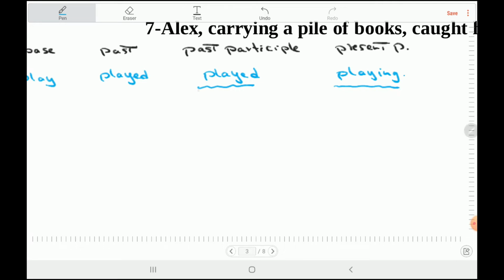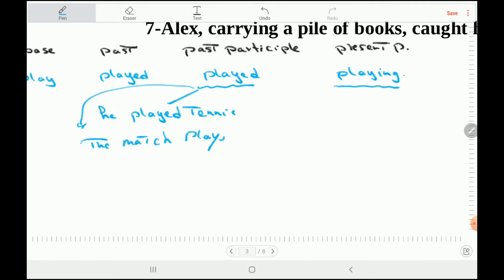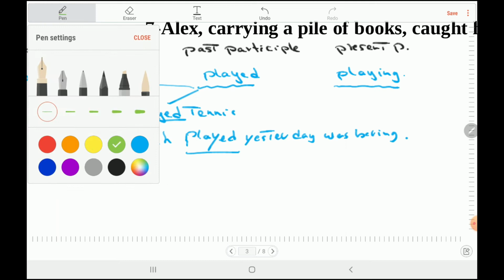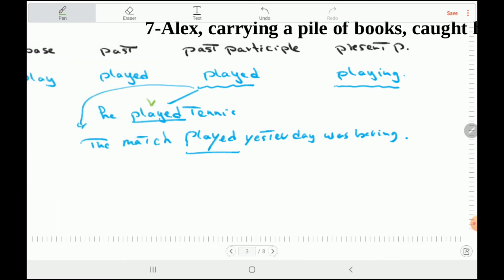Look at this example: he played tennis. And another example: the match played yesterday was boring. Do you see played here and played here? Are they the same? No, they are not the same. You will ask me, Mister, how? I will tell you that played here is the verb, so this is the past. He played tennis, so this is the past.